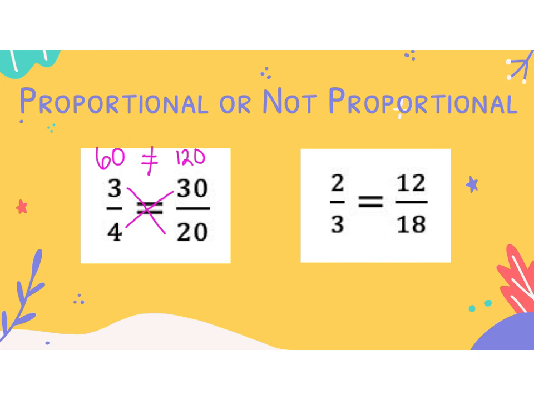In our problem on the right, if we cross multiply 3 times 12, we get 36, and we cross multiply 2 times 18, we get 36 as well. 36 equals 36, so these 2 ratios are proportional.